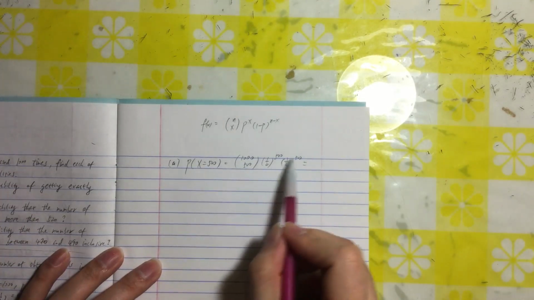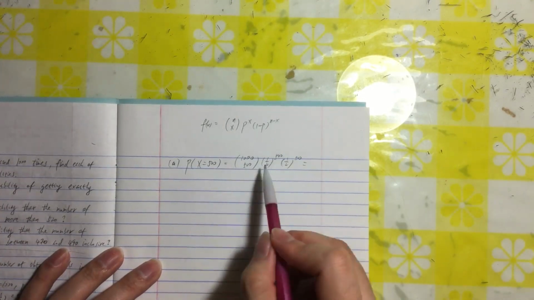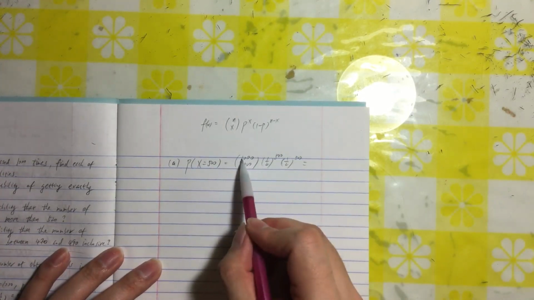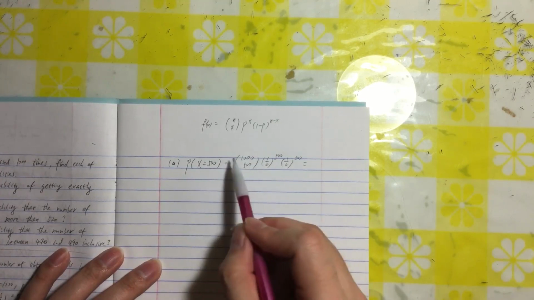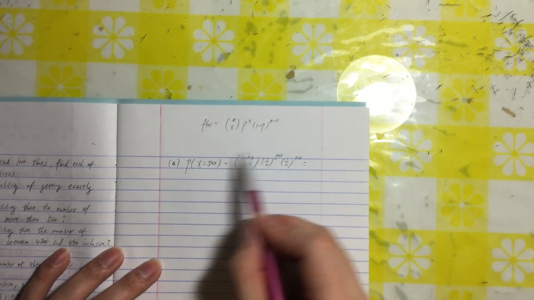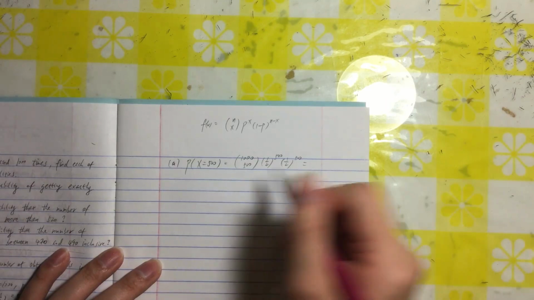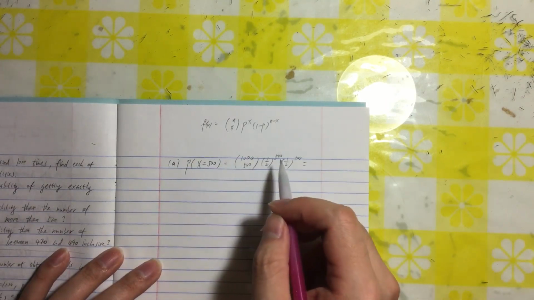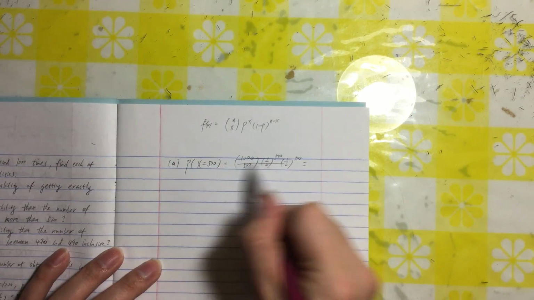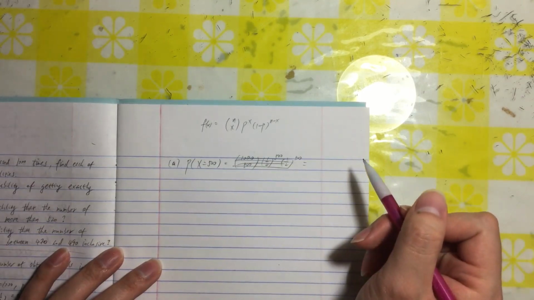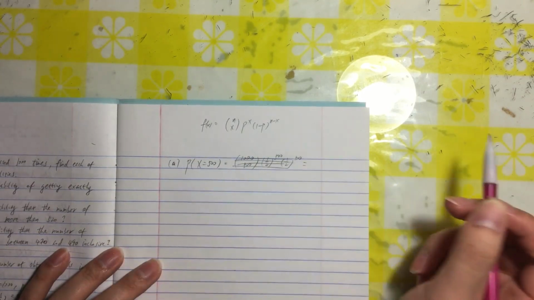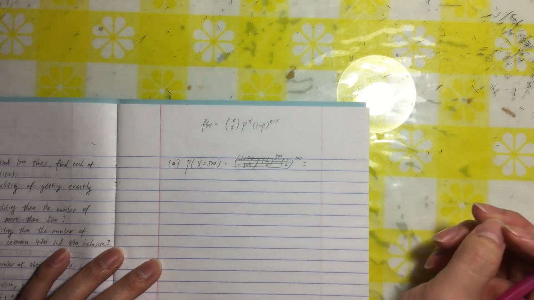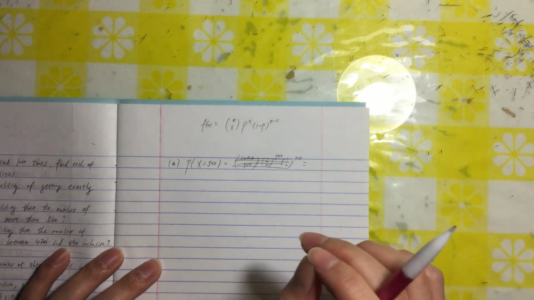If we try to solve this in the calculator, it won't work, because this number, 1,000 choose 500, is a huge number. The calculator won't work for such large numbers. Since it doesn't work in the calculator, we try to find the probability using a normal approximation for this binomial distribution.